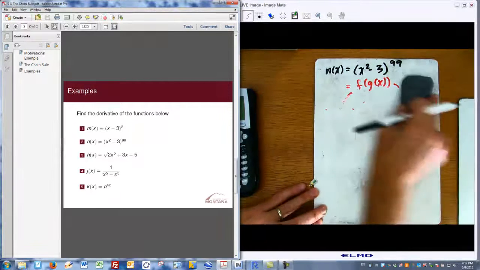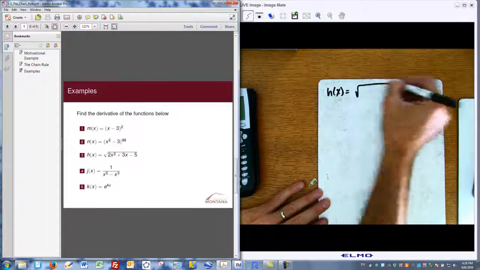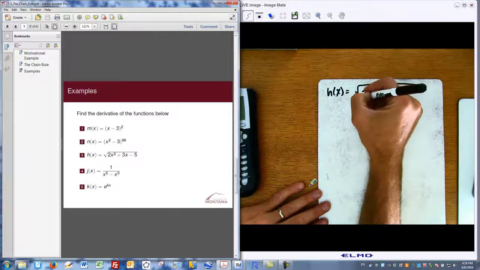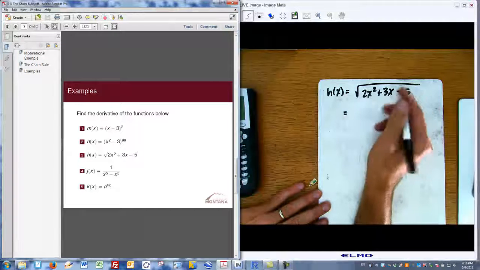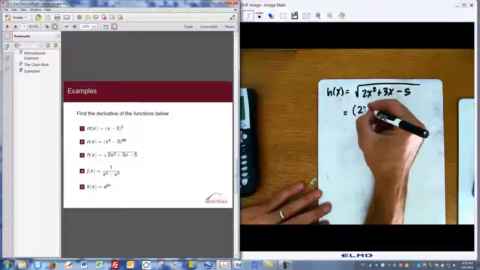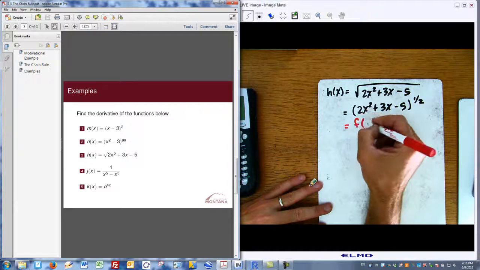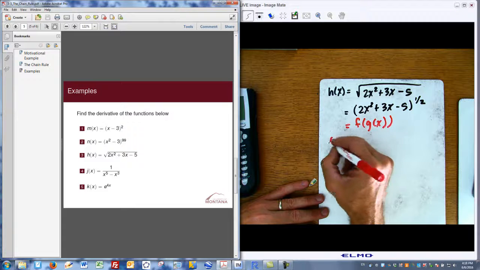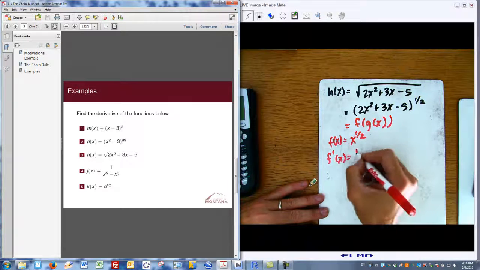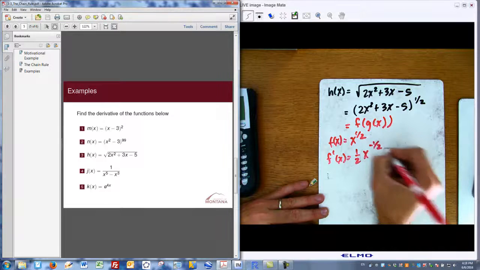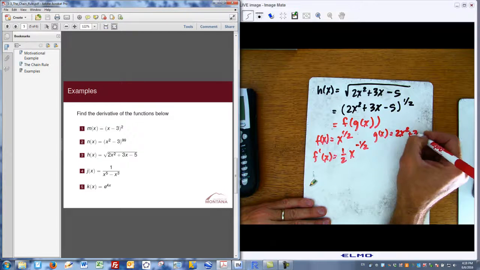Let's try another one. This is h of x, and it's equal to the square root of 2x squared plus 3x minus 5. So right away I know I have power rules, and so let's use the power representation of square root: 2x squared plus 3x minus 5 raised to the 1/2 power. Now I can see this is the case where we can think of this as f of g of x, where f of x is equal to x to the 1/2. So f prime of x is going to be 1/2 out in front, x to the 1/2 minus 1, or negative 1/2. And g of x is going to be equal to 2x squared plus 3x minus 5.